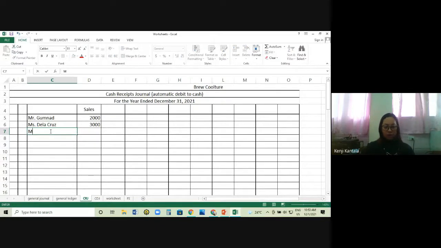the one from earlier, Miss Baloke. But our sale to Miss Baloke, she did not pay in cash. She took it on credit. So, where do we put our sales with Miss Baloke? Where do we record that? Is it part of our cash receipts or cash disbursement? Or is it part of our general journal?